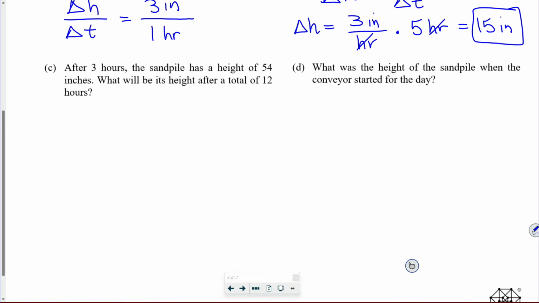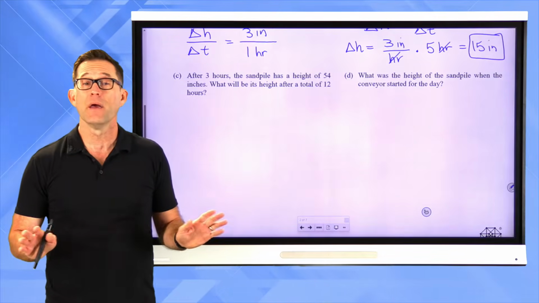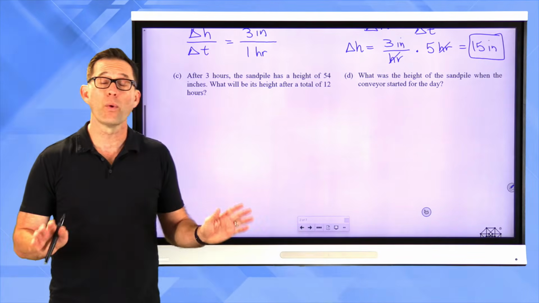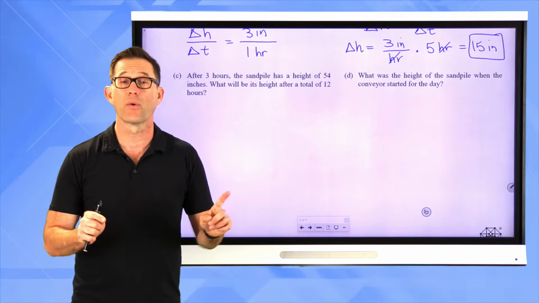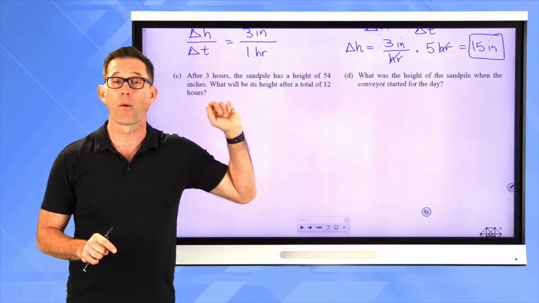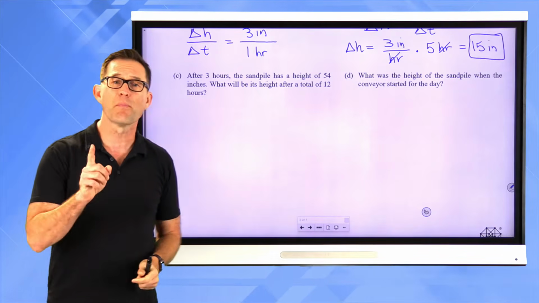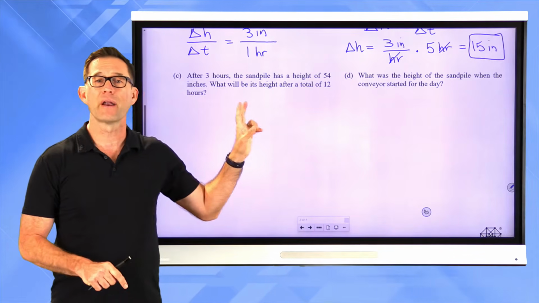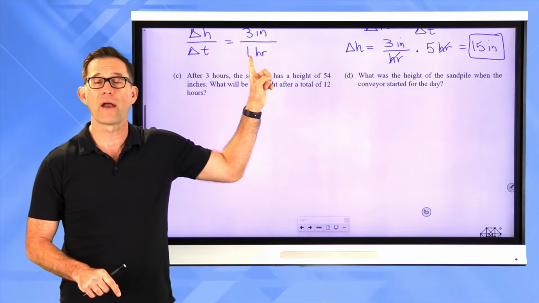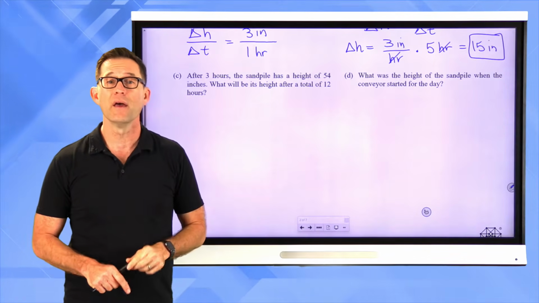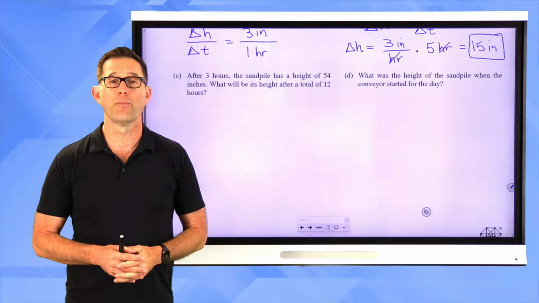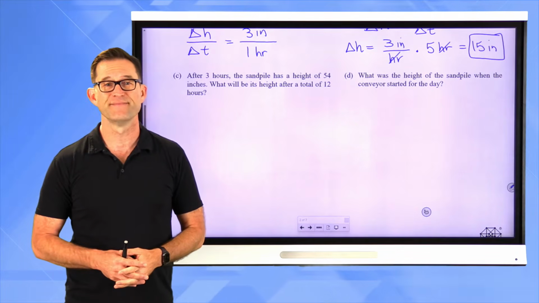After 3 hours, the sand pile has a height of 54 inches. What will be its height after a total of 12 hours? All right, now again, right, this is critical. We know that the sand pile is growing at a rate of 3 inches per hour, or its height is growing at a rate of 3 inches per hour. What I'd like you to do is pause the video right now and try to use that information along with that rate information in letter A to figure out what the height of the sand pile will be after 12 hours.